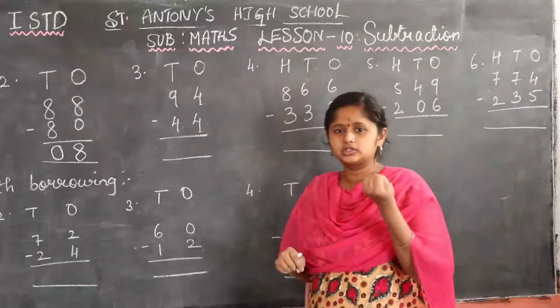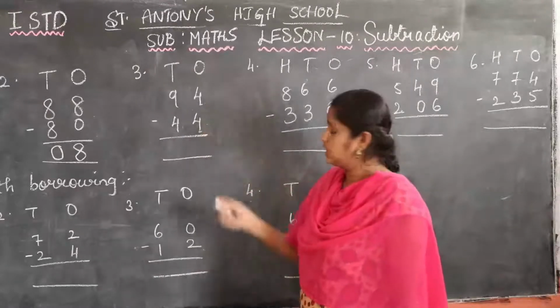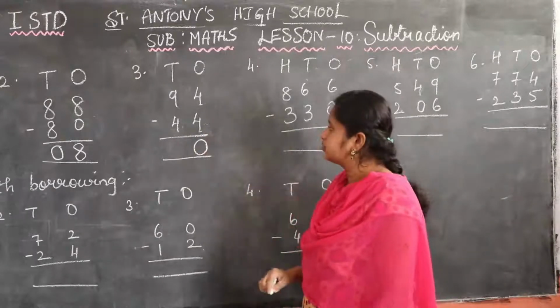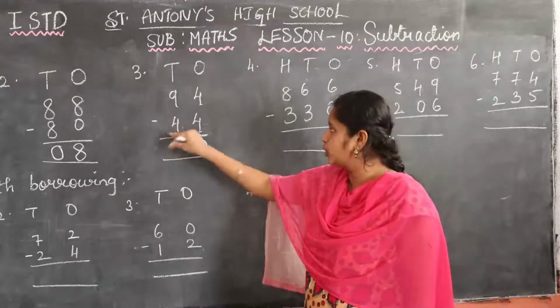Nothing is left, no, children. So what is that? 0. So 4 minus 4 is 0. 4 minus 4 is what? 0. Okay, next, 9 minus 4.